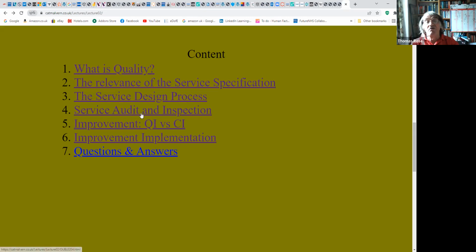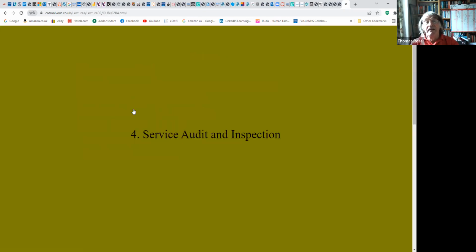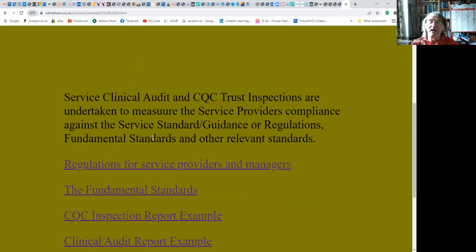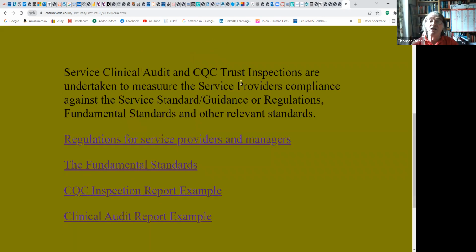Okay, moving on then to audit and inspection. This is really important, and we've just had another major blow. The NHS has just had another major blow with the mental health trust that's in real trouble, and these issues are identified during the CQC inspections and clinical audit, and it's the specification that the service is supposed to be meeting that the inspection concentrates on. They want to see how you're complying with that service specification.